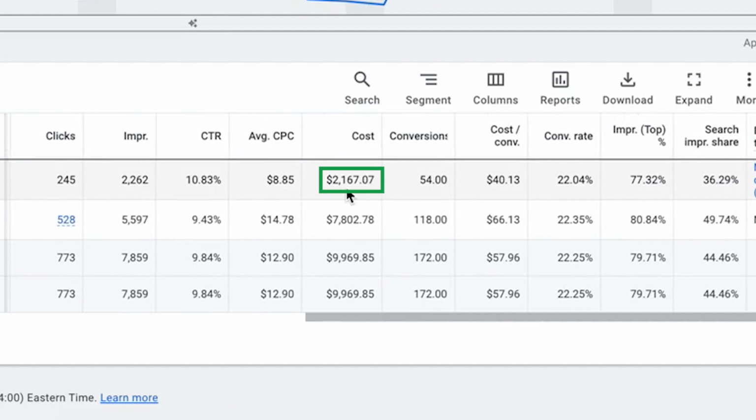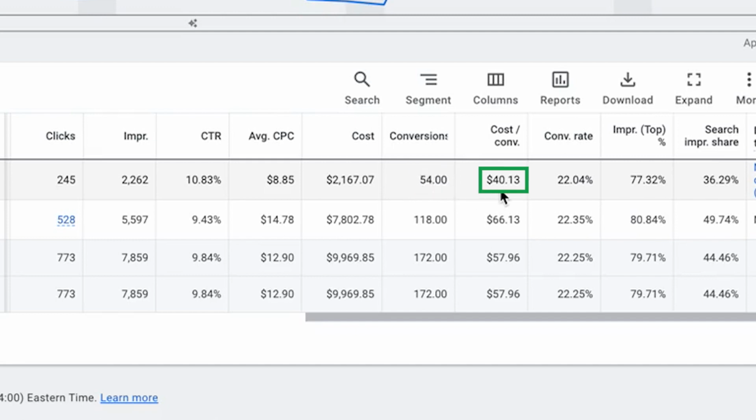Total cost for the month, $2,167. And they've gotten 54 leads. Now that's a mixture of phone calls and contact form submissions. So I believe this one's more heavily phone calls. We'll check that out later in the conversion actions. We'll dig in and see how many of these 54 were phone calls, how many were contact forms.